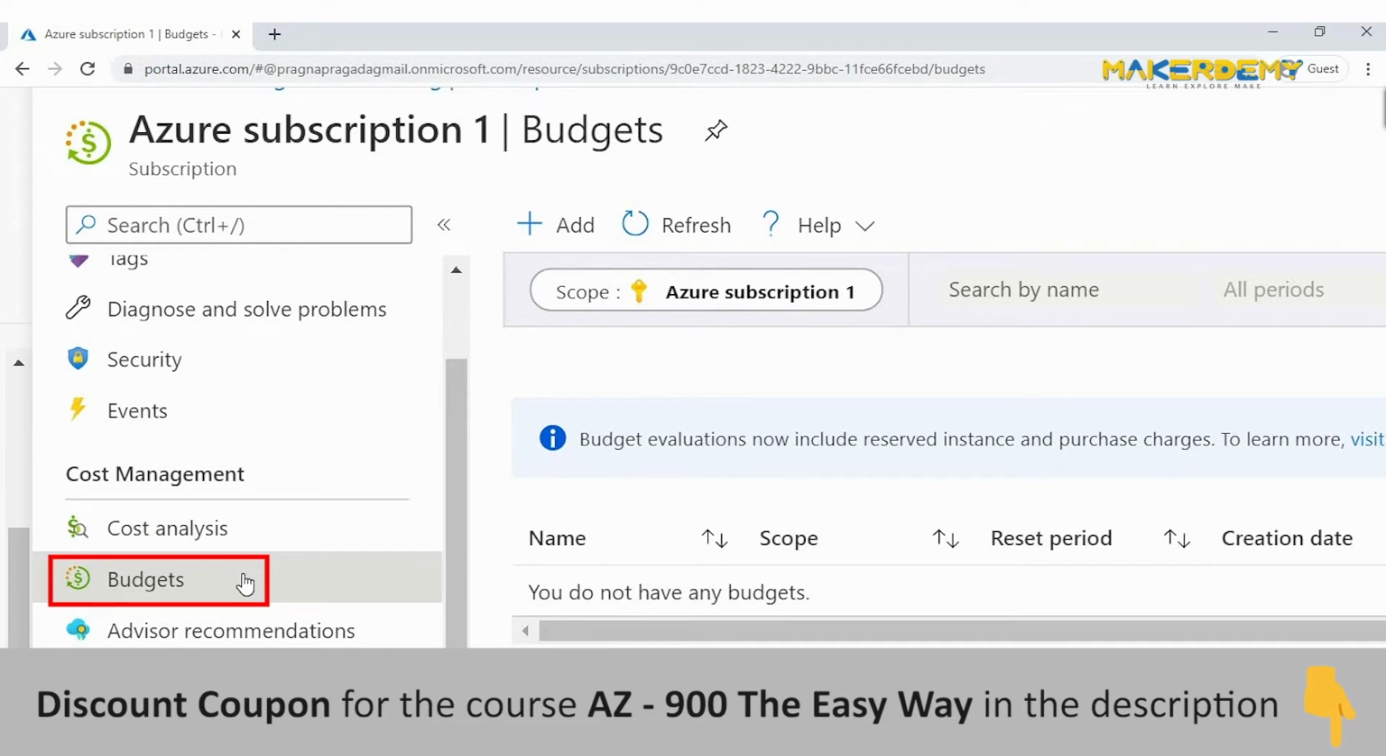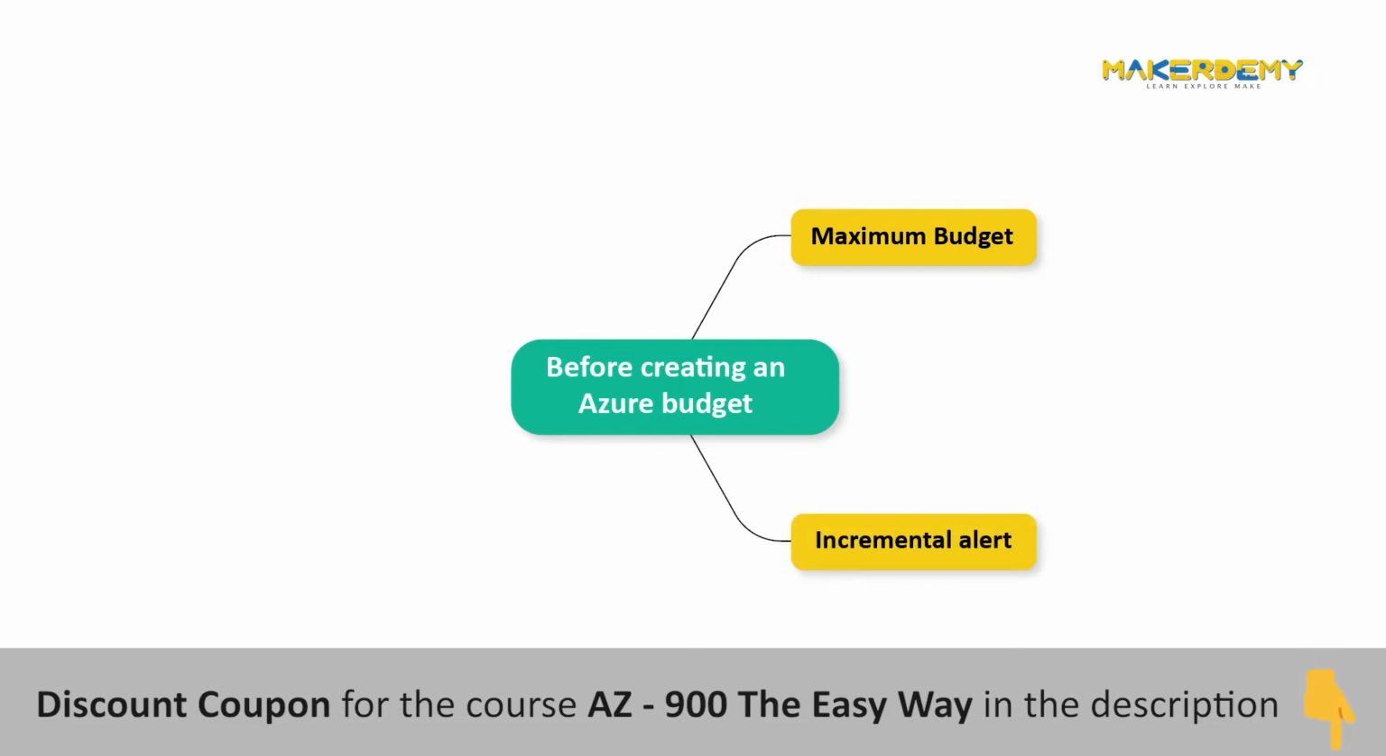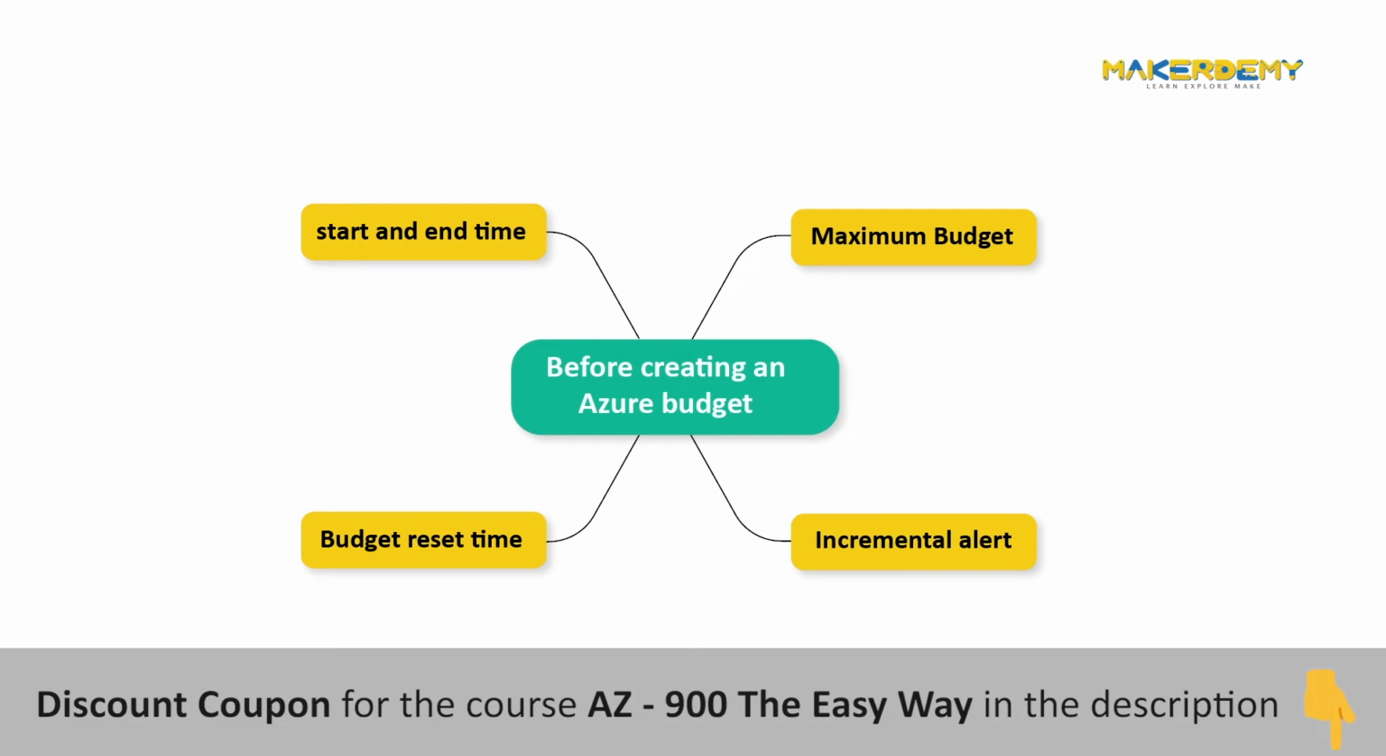Click that. Before creating a budget, you need to know the maximum budget, the action you want after reaching the budgeted amount, the requirement of incremental alerts, the start and end period of budget, and budget reset time. Let us create a budget for 50 rupees. I am using rupees as I am in India and I am billed in the Indian rupees, which is abbreviated as INR.